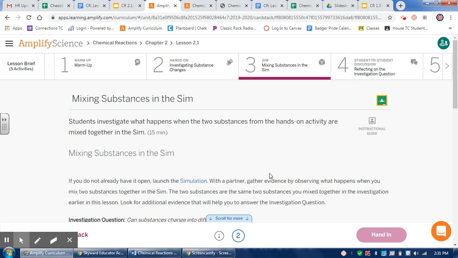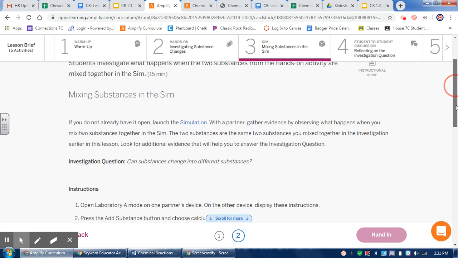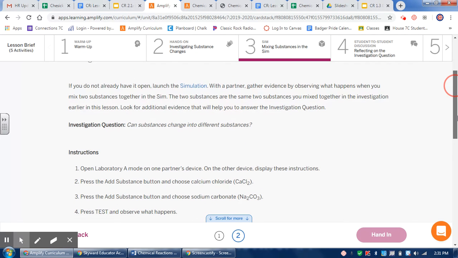All right, I wanted to take a little time to take you through activity 3, and this is on page 2. So that's where I'm at right now. We're going to open up the simulation and we're going to look for more evidence to answer the investigation question: can substances change into different substances?